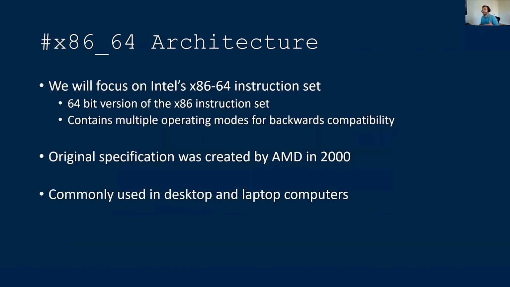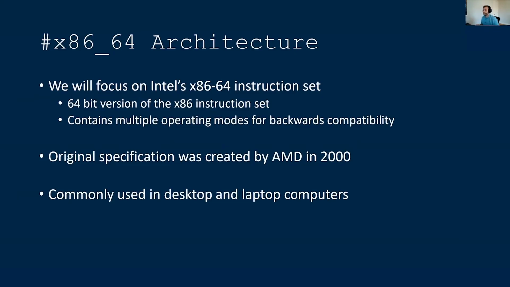We're going to focus on x86 64-bit. So x86 64, as the name implies, is Intel's x86 64-bit version of the x86 architecture. It contains multiple modes for backwards compatibility with 32-bit binaries, etc. The spec was originally created by AMD in 2000, and the reason we're picking this for a starting point is because it's commonly used in desktop and laptop computers.